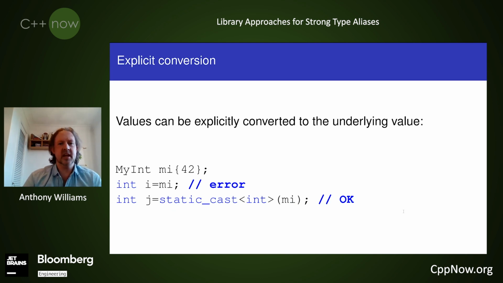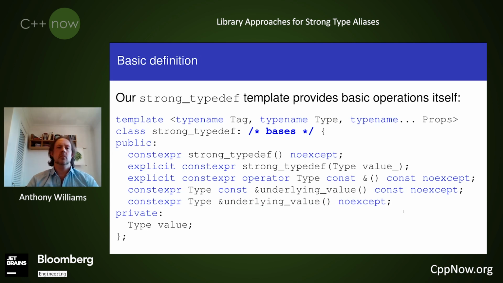By default, conversion is explicit only. So you can do a static cast to get the underlying value, but you can't do an implicit conversion. Obviously, if you wish to change that, you can add a property to do so. But by default, you have to do the cast. And so we have our strong typedef template. It can provide these basic operations built in there as members of the template.